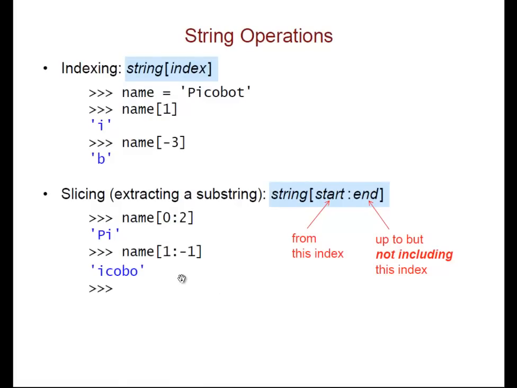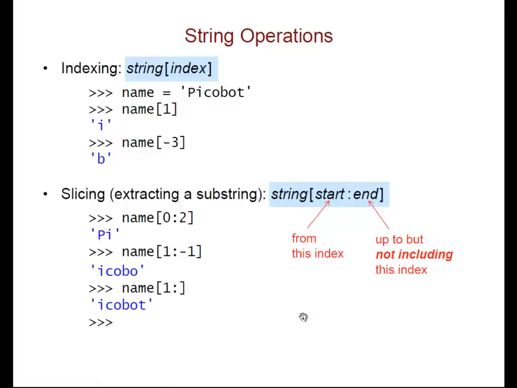Here I'm asking for the slice from position 1 up to but not including position -1. So notice what I get here. I'm starting at position 1, which is the I. I'm going up to but not including the character at position -1, which is the T. And so I get ecobo. I don't get the T.